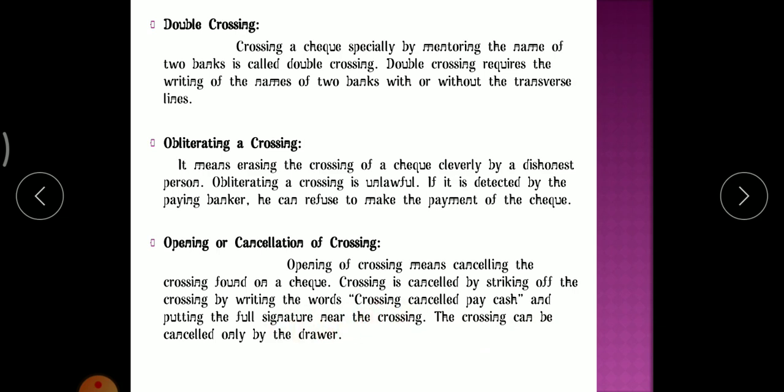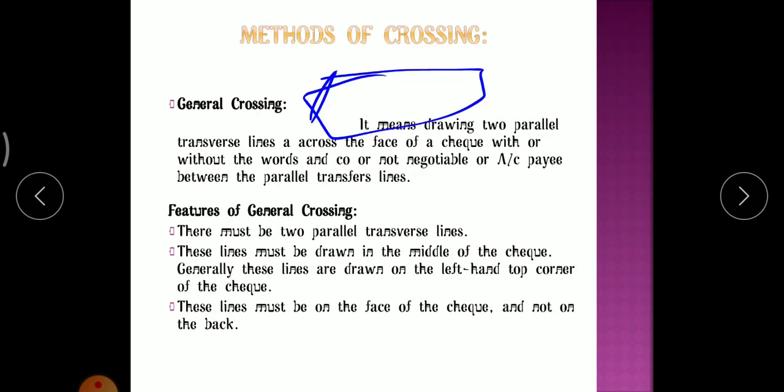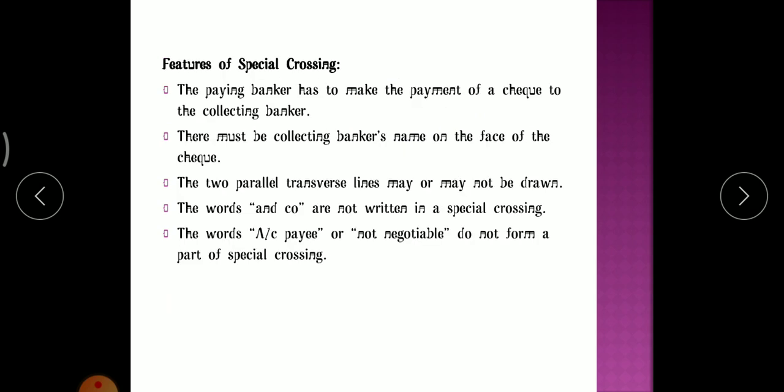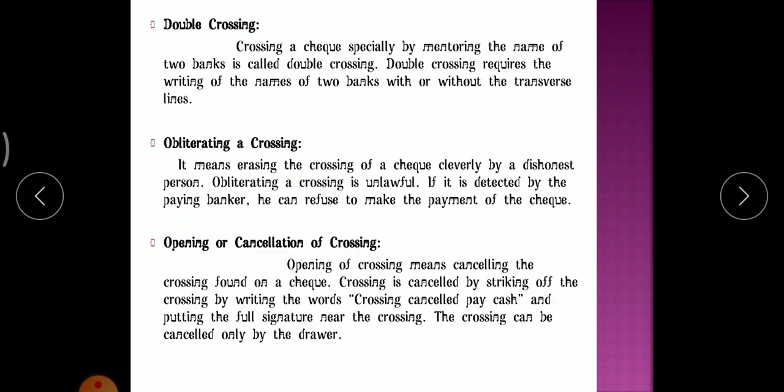So in today's class we have studied the methods of crossing. There are two methods: general crossing and special crossing. Then some important terms like non-negotiable instrument, restrictive crossing or account payee crossing, then double crossing, obliterating a crossing, then opening or cancelling of a crossing.